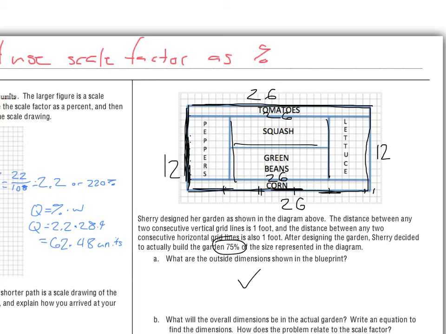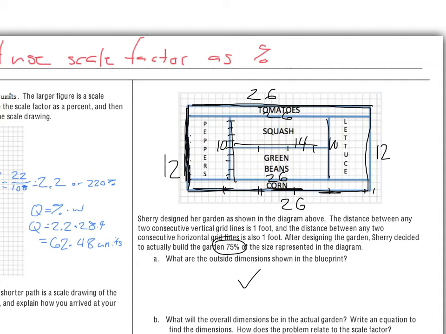So I count this one on a half. 1, 2, 3, 4, 5, 6, 7, 8, 9. Plus 1/2 on each side is 10, which means this one over here is also 10. And here in the middle, 4, 12, and 14.